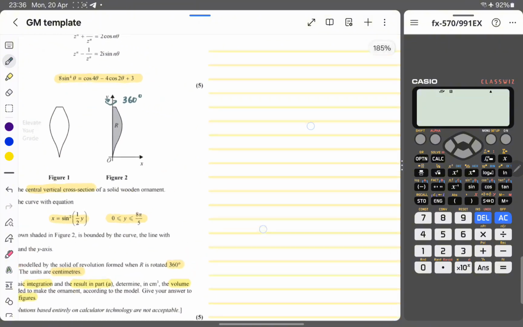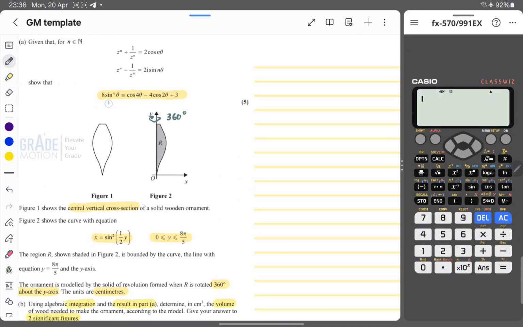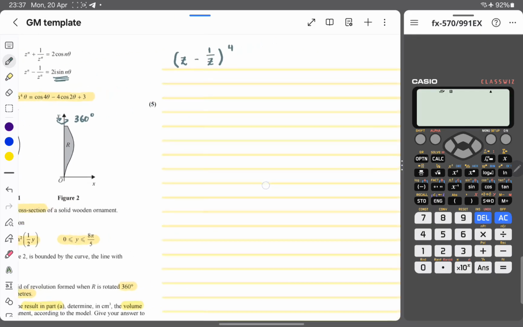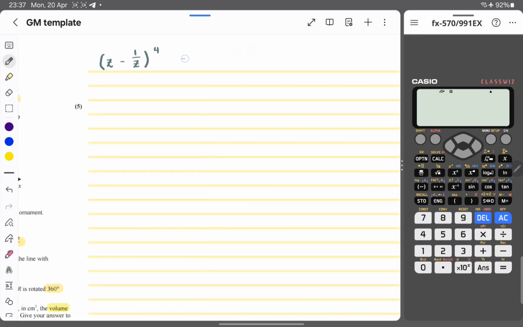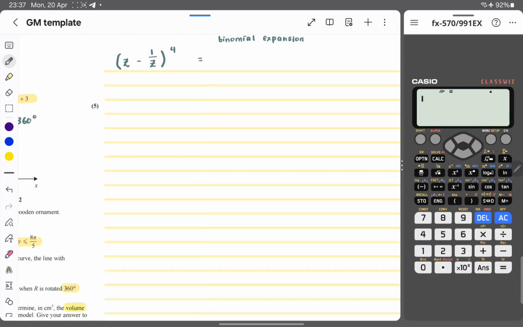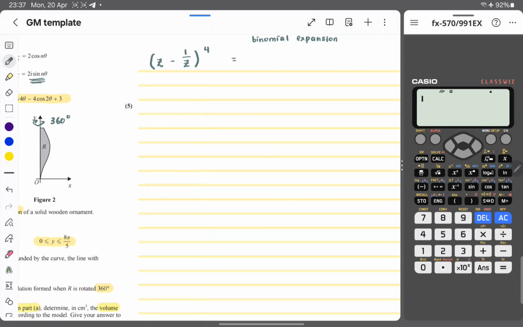Let's now begin with part A. What we want to do is find sine to the power of 4 here. So because of sine, that means we have to use this one. What we're going to do is take z minus 1 over z to the power of 4. Okay. So we'll do two types of computation. On our right hand side, we will use binomial expansion, whereas for our left hand side, we will use our definition. Okay. So let's expand this.